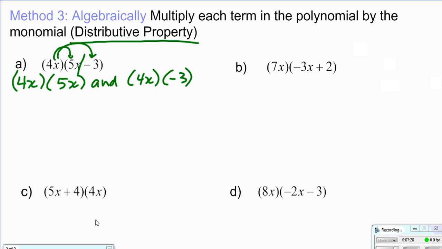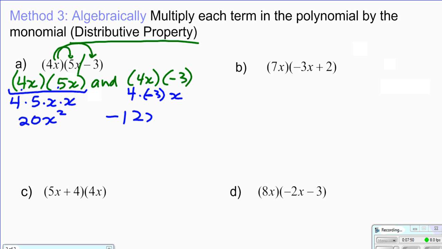Okay? So then, again, we're thinking of it now just like binomial times binomial, right? Numbers with numbers, letters with letters. So 4 times 5 times x times x. So we get 20x squared. Okay, if we look over to the second one, numbers with numbers, letters with letters. So 4 times negative 3 times x. So then we get negative 12x. So together, 20x squared minus 12x.